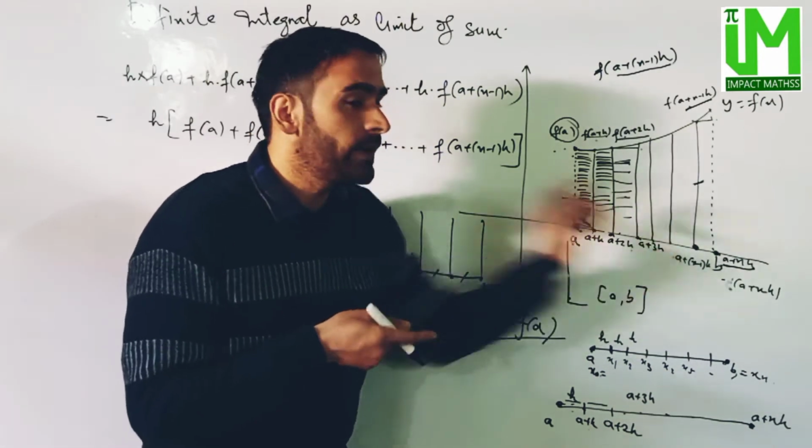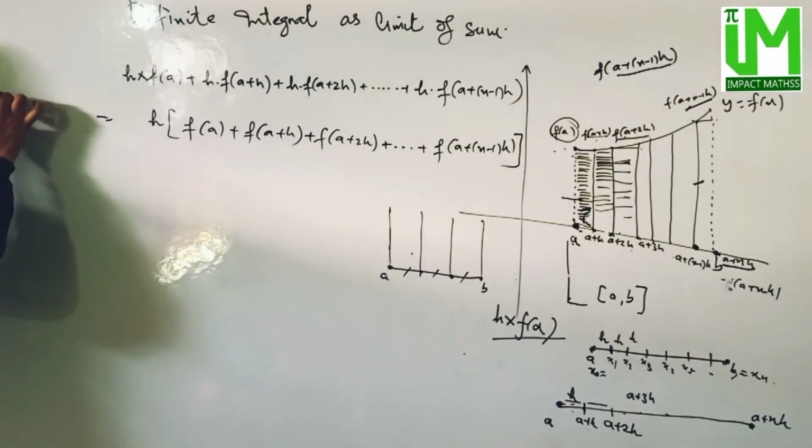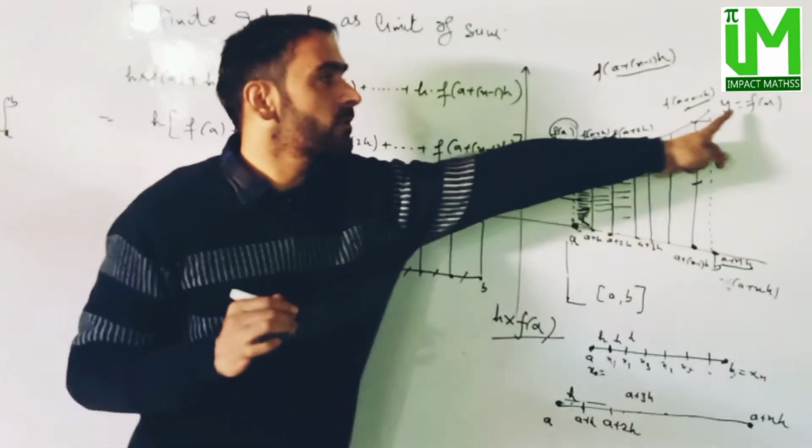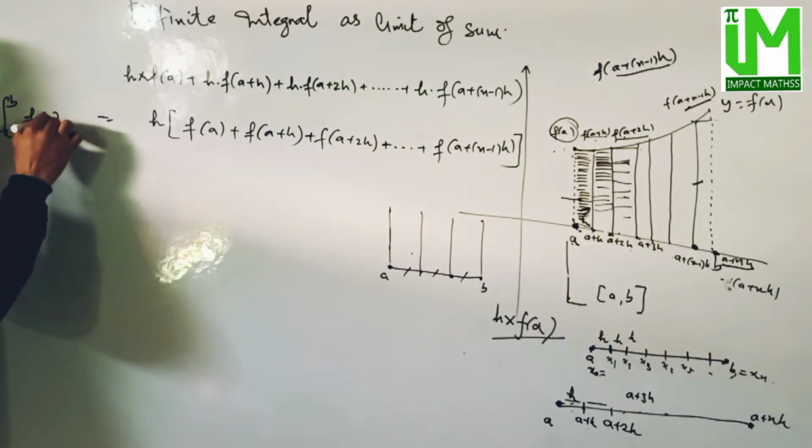So it will be from a to b. This integral denotes the area under the curve y is equal to f of x, from a to b. So it will be integral a to b f of x dx.